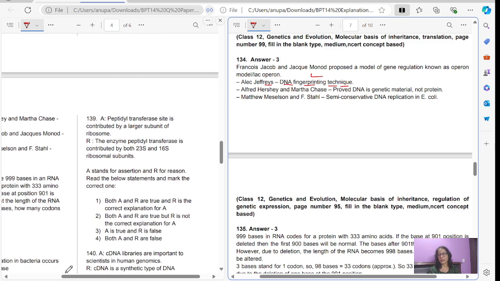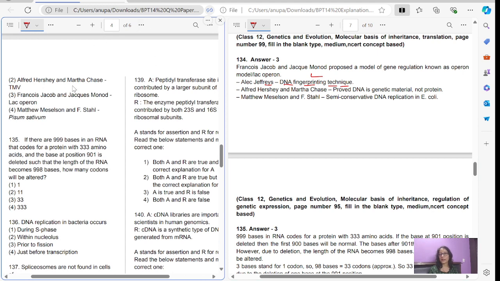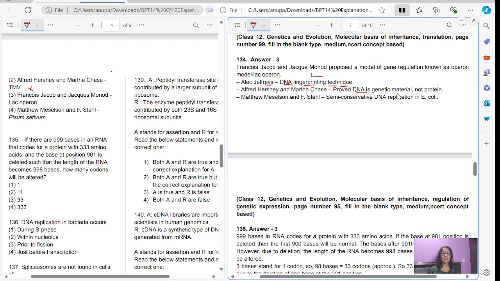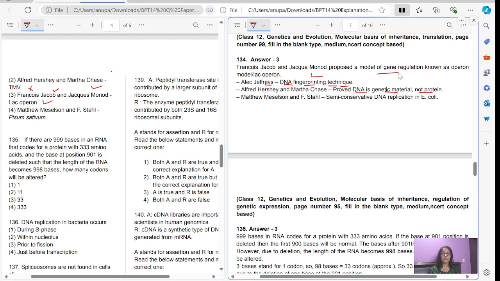Now let's move to the other option, option number 2. Here it is written Alfred Hershey and Martha Chase are related with TMV. This is also wrong because Hershey and Chase conducted an experiment where they proved that DNA is the genetic material and not protein. So this is a wrong match. The third one is Jacob and Monod related with the lac operon. So this is right. Jacob and Monod proposed a model of gene regulation which is known as the lac operon. So this is the correct match. Let's see the fourth option as well.